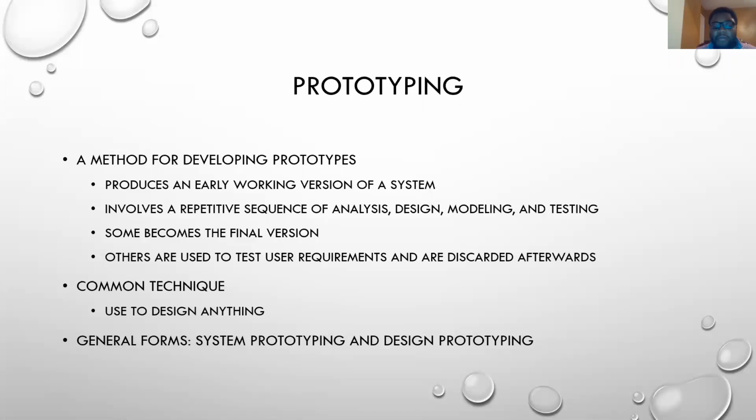Sometimes when doing prototyping, the prototype itself may become the final version of the system, and other times it may become just something we use to test what the user wants and needs, and then we will discard the prototype afterwards and move on to the next step of the cycle. So prototyping is a common form of a development cycle. It comes in two general forms: system prototyping and design prototyping.